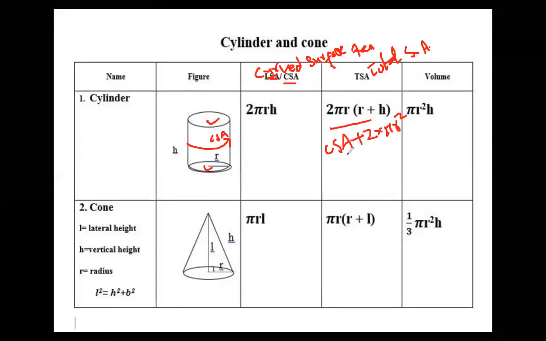Okay. So CSA, what is the formula of CSA? It is 2 pi r h. Right, what is the formula of TSA? So 2 pi r h plus, how is this formula made? So I am teaching, right? So plus 2 pi r square, 2 pi r square.